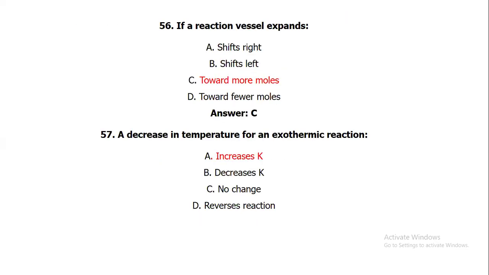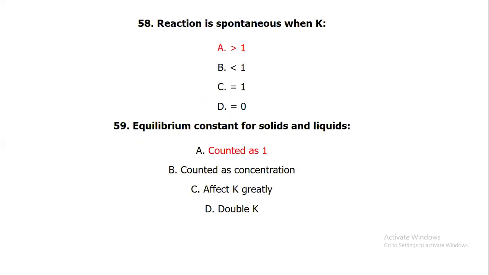If a reaction vessel expands, the shift is toward more moles, or a decrease in temperature for an exothermic reaction increases K. Reaction is spontaneous when K is greater than 1. Equilibrium constant for solids and liquids counted is 1.